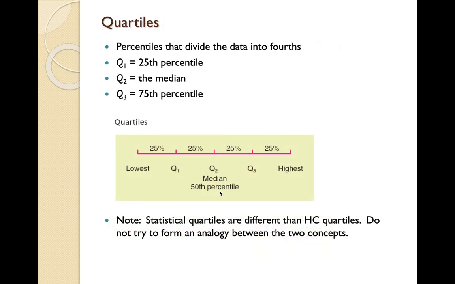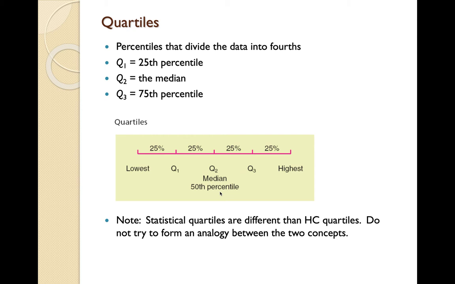Percentiles that divide the data into fourths are often called quartiles, and you do not want to try to make these quartiles mesh with the Houston Christian quartiles, because the Houston Christian quartiles are not statistical quartiles. It's just a whole different thing. So don't try to reconcile the two different concepts.